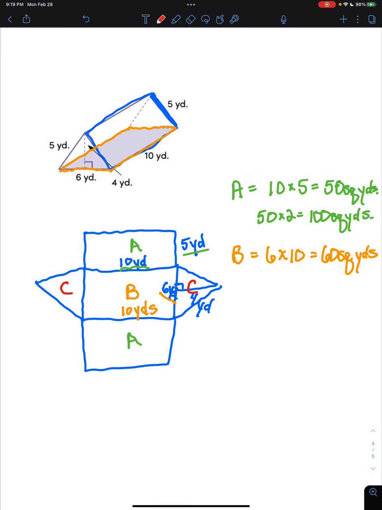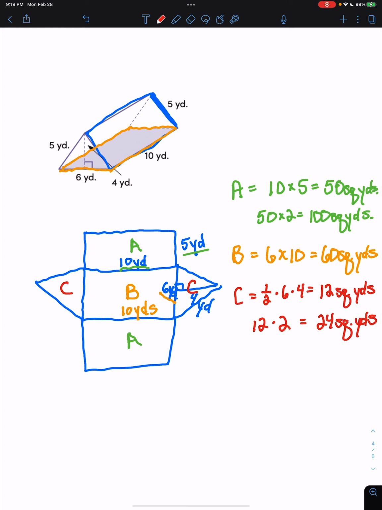And now let's talk about shape C. Shape C is a triangle, so we have to say 1/2 times 6 times 4. 6 times 4 is 24. Even when I'm tired, I can do this one, which gives us 12 square yards. And don't forget that we have 2 shape C's, so 12 times 2 gives us 24 square yards.